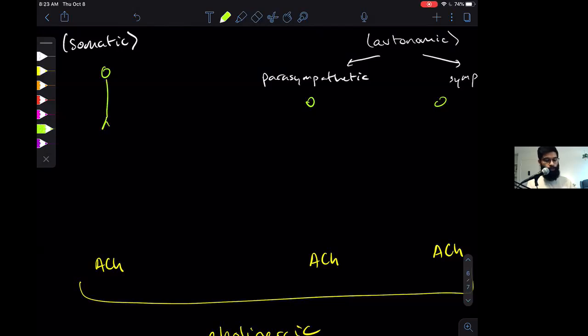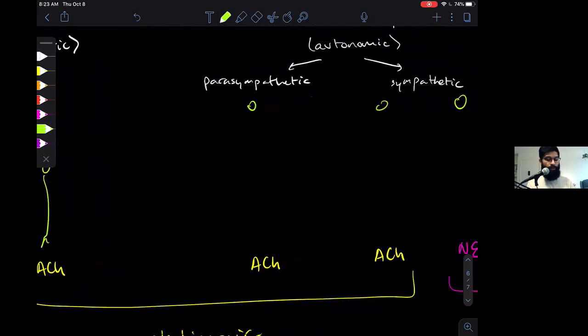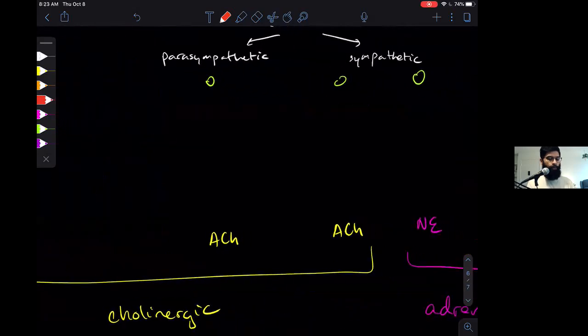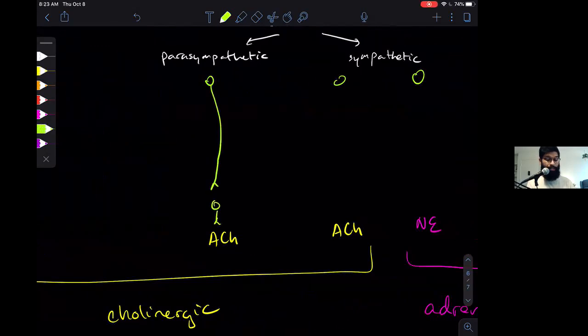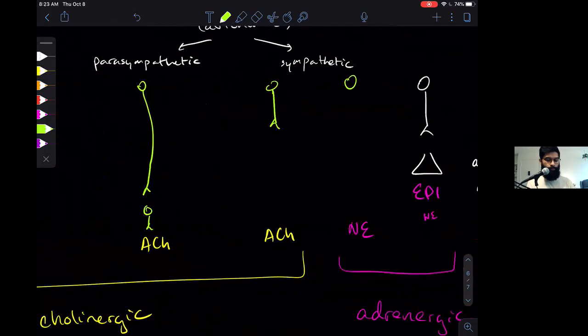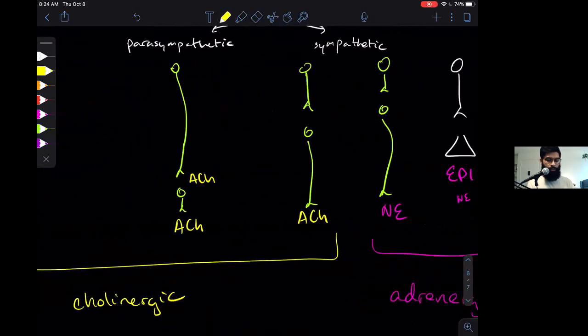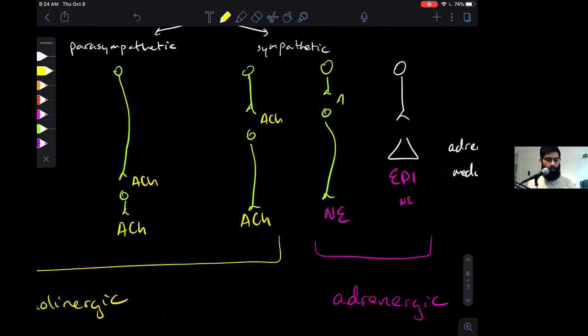So your somatic nerves, your somatic efferent nerves, the neurotransmitter in between is glutamate. For the rest of them, they're all going to be acetylcholine. So you're going to have acetylcholine here, you're going to have acetylcholine here, and you're going to have acetylcholine here. And remember what that means.